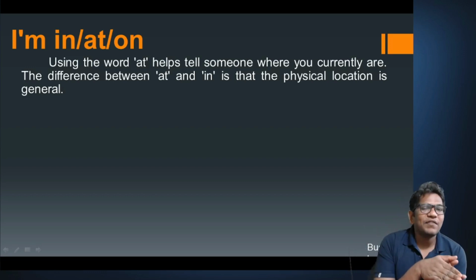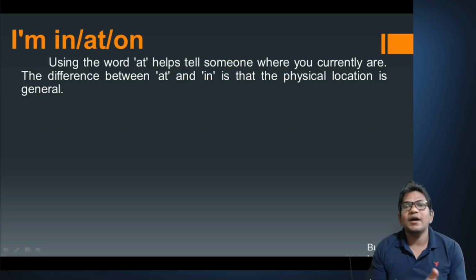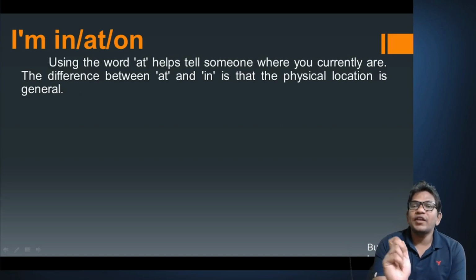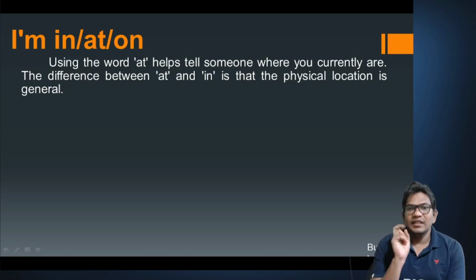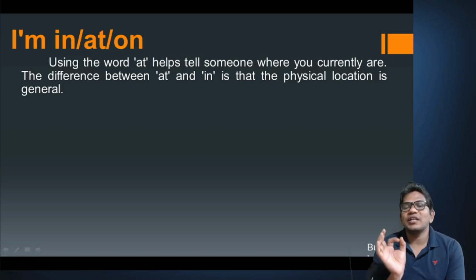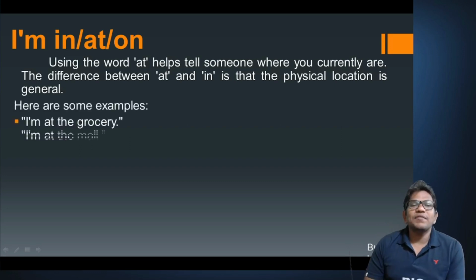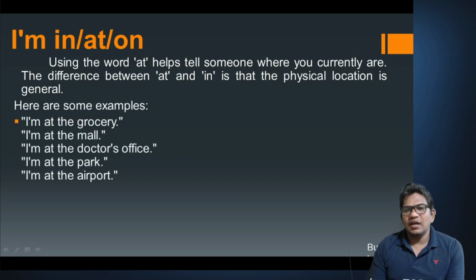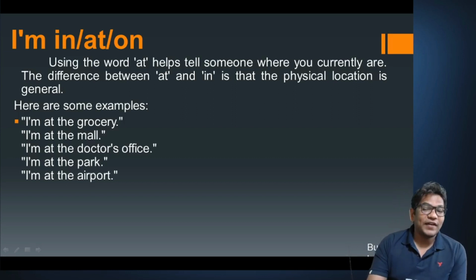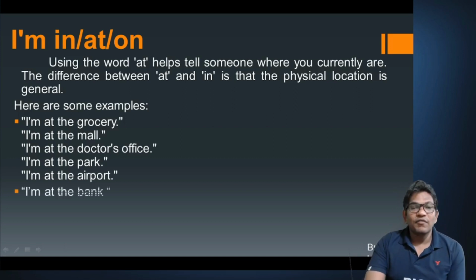But whenever you use I am at, it helps tell someone where you are currently. The difference between at and in is that at is only the physical location in general. Got the point? Here are some examples of I am at. I'm at a grocery. I'm at a shop. I'm at a mall. I'm at a hospital. I'm at a park. I'm at an airport. These are the phrases we use regularly whenever we use at.